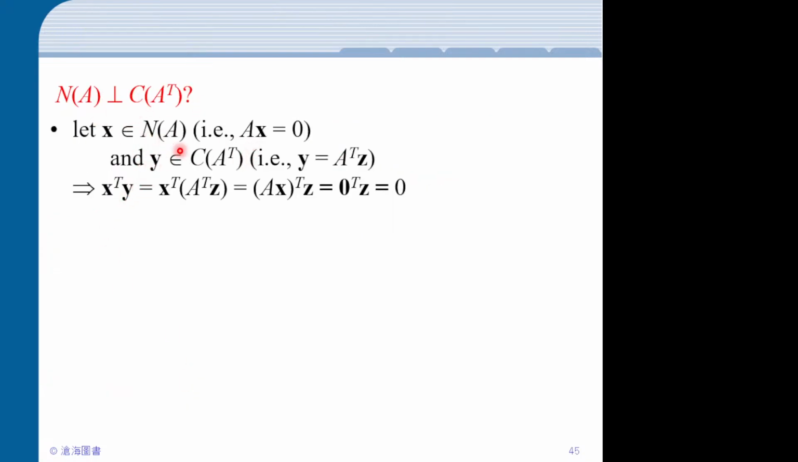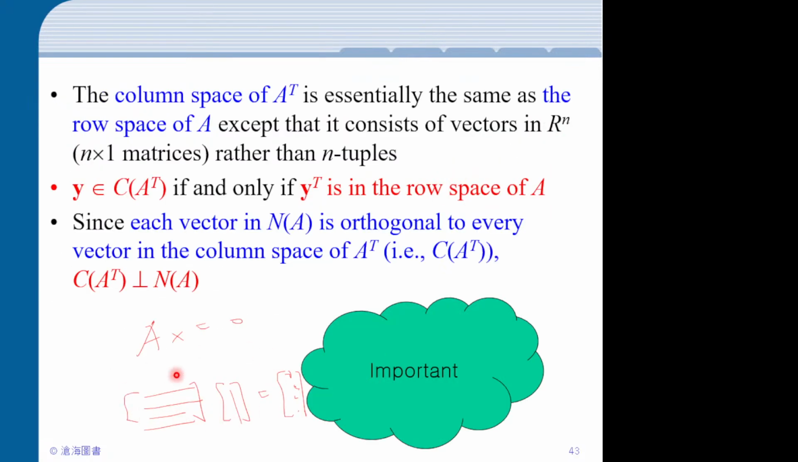Then we say x in N of A, then Ax equals 0, and we have y in the column space of A transpose. Then y is A transpose times z. Then we do the inner product between x and y. So that's x transpose times A transpose z. And then by associativity, we can put parentheses around x transpose A transpose, and that's (Ax) transpose. And we know Ax equals 0, so 0 transpose times z equals 0. Okay, so that's an algebraic proof of what we argued with this intuition here.